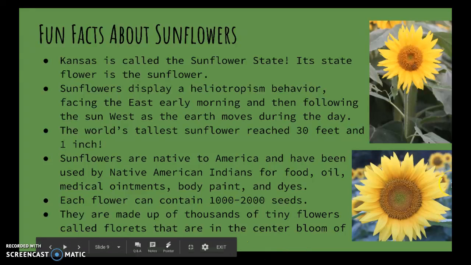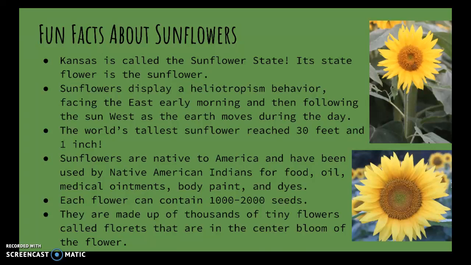Some fun facts about sunflowers. Kansas is called the sunflower state. Its state flower is the sunflower. Sunflowers display a heliotropism behavior that means they face the east early in the morning and then they follow the sun west as the earth moves during the day. The world's tallest sunflower has reached 30 feet and 1 inch.